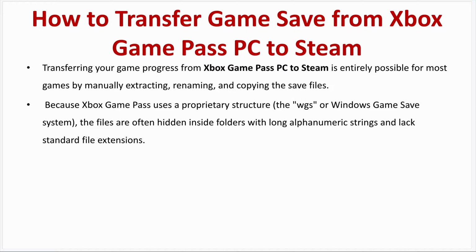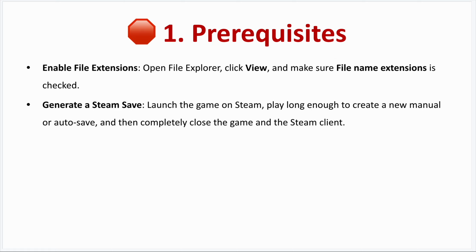Now because Xbox Game Pass uses a proprietary structure, the WGS or Windows Game Save system, the files are often hidden inside folders with long alphanumeric strings and lack standard file extensions. First one, the prerequisites. First, enable the file extensions. Open File Explorer, click View and make sure File name extensions is checked.